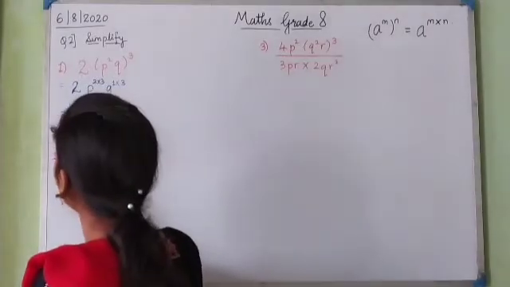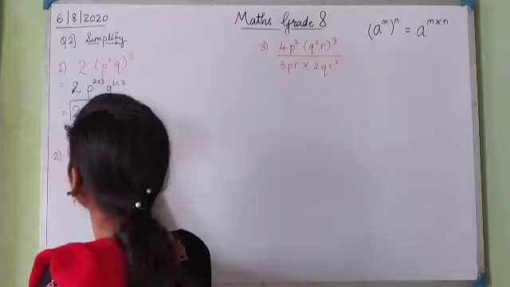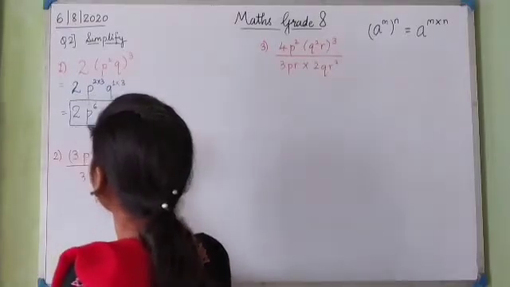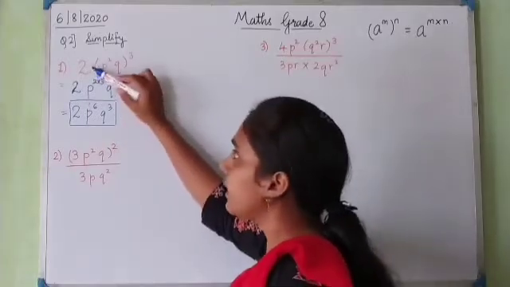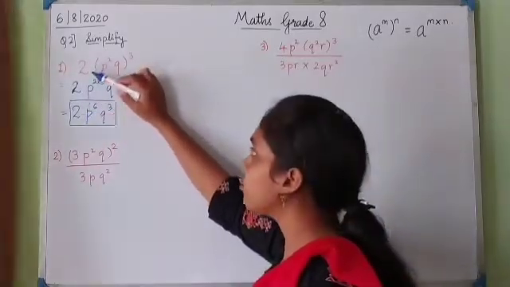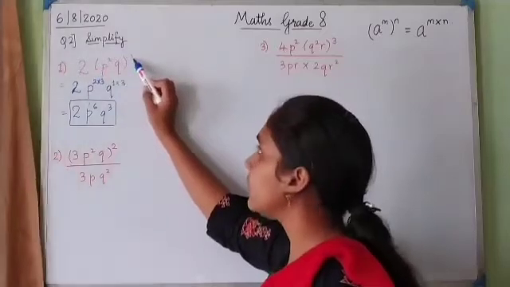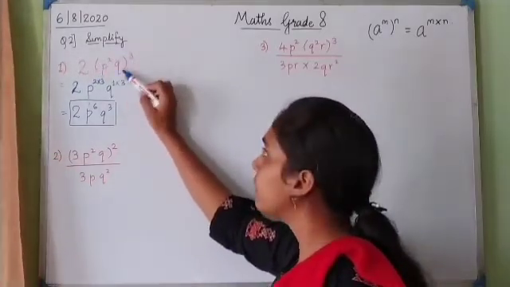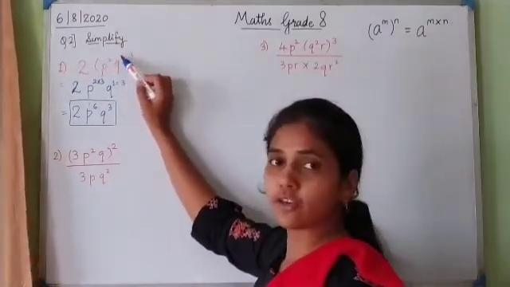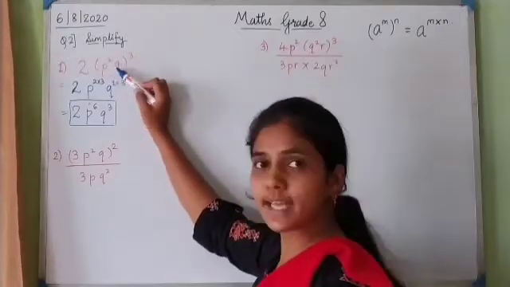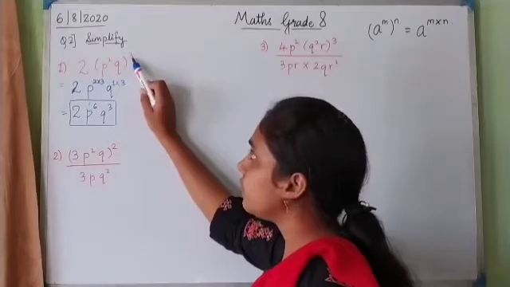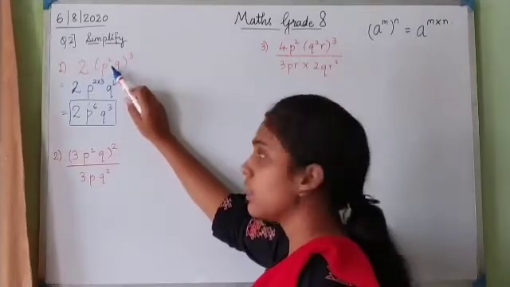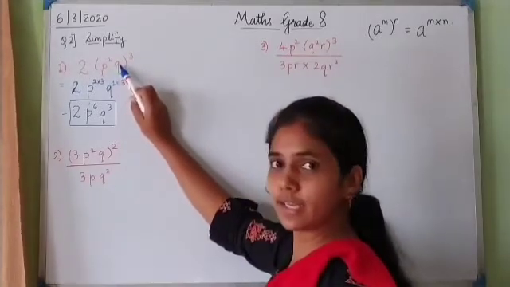So the answer of this is 2 p raised to 6 and q raised to 3. What have I done? I have written 2 as it is because there is no power for 2, and this power 3 is only for whatever is there inside the bracket. So I kept 2 as it is.